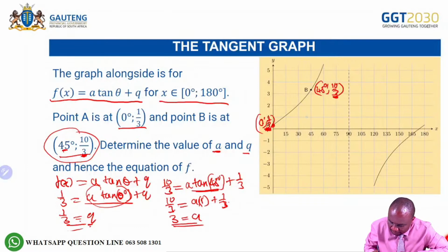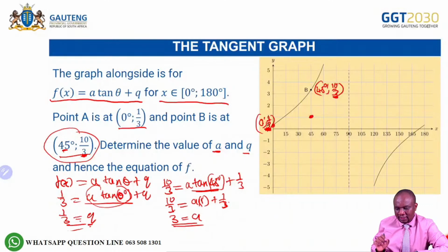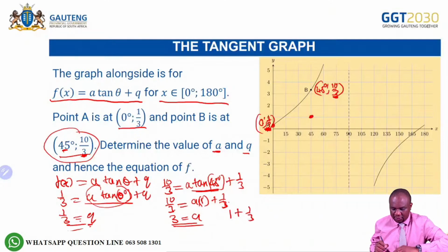Let's say the parent graph will be at 1. If we say 1 plus 1 over 3, what do you get? 1 plus 1 over 3. The graph is shifted by 1 over 3 units. It's like what?